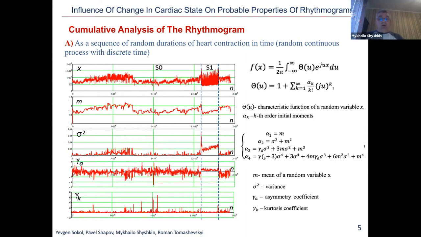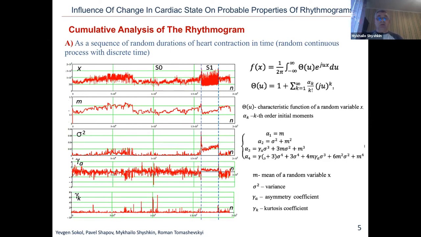So, any rhythmogram can be interpreted in two ways: A, as a sequence of random durations of heart contraction in time. In this case, the duration of the RR interval can be considered a random continuous variable for such a process. And B, as a stream of random events inside the cardiac conduction system, the result of which is the contraction of the ventricles, that is, the R waves of the electrocardiogram.